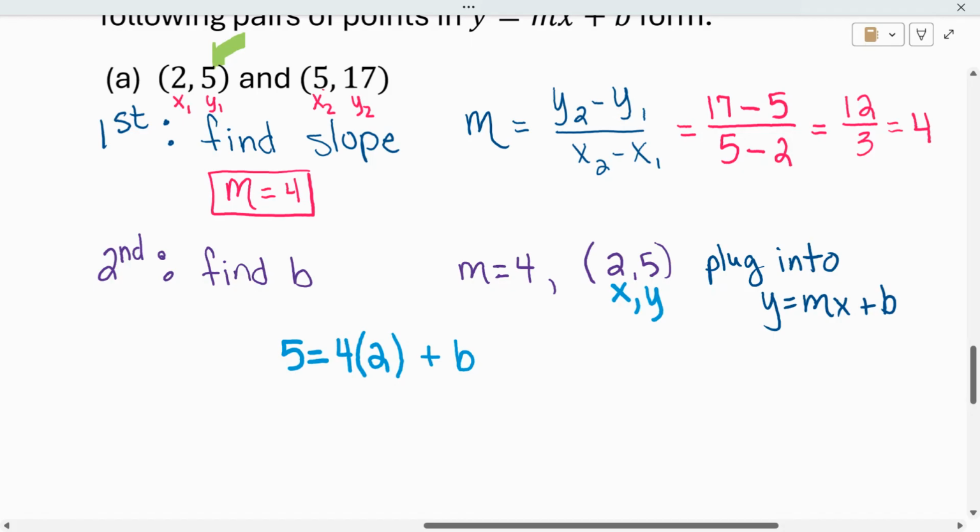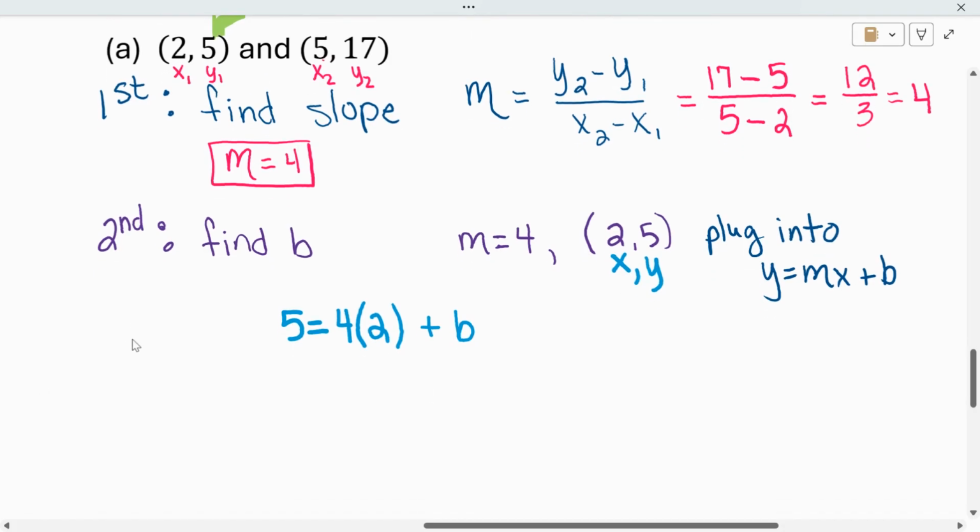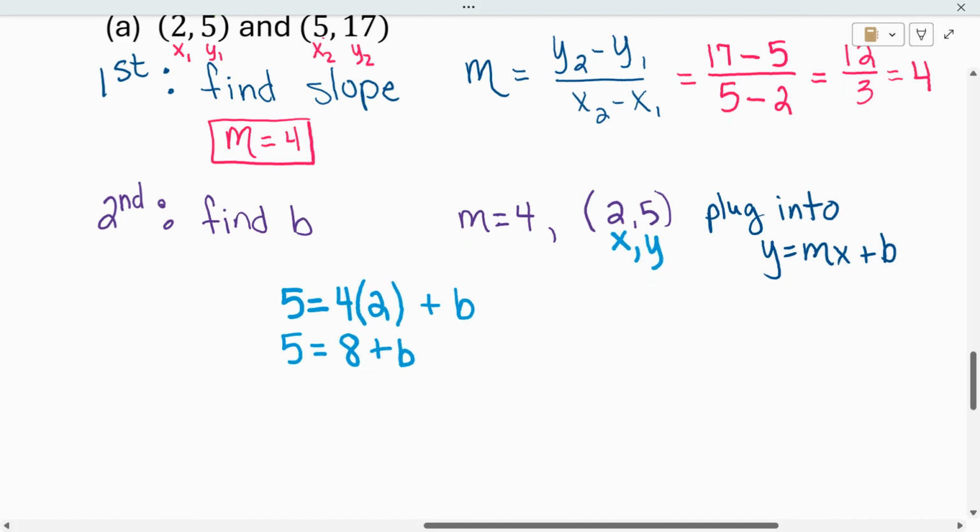Okay, so now we just have to do some simplifying. Can I simplify anything in this equation? Can I figure out what 4 times 2 is, Tim? It's 8. 5 equals 8 plus b. If I wanted to get b all by itself, Kylie, what would I do? Look up at the board. I want to get b all by itself. Say that again. You're right. Yes, ma'am. Be confident. You got this.